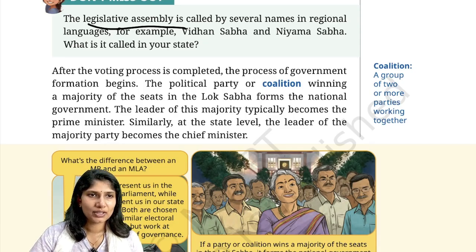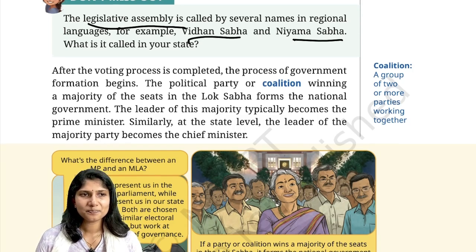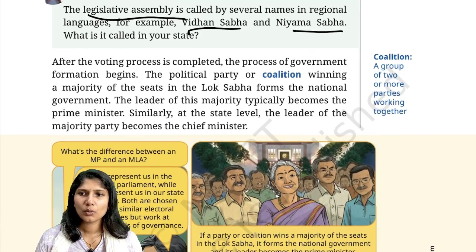For example, it's called Vidhan Sabha, Niyama Sabha. So it is different in different states. Let's say now all the candidates contested for elections. People also voted, but let's assume no one party got a clear majority.